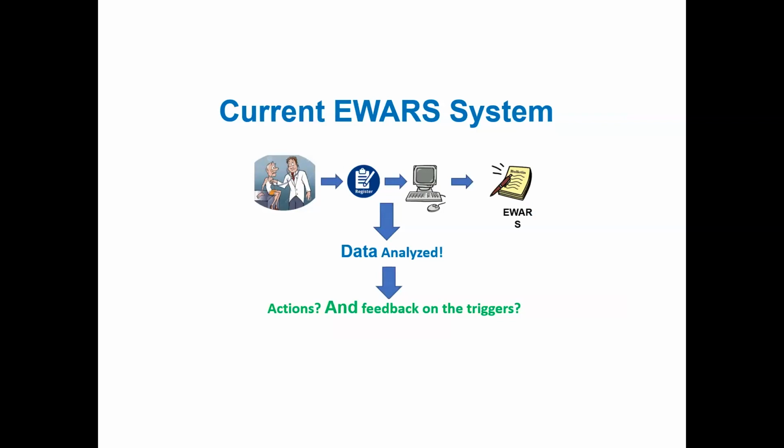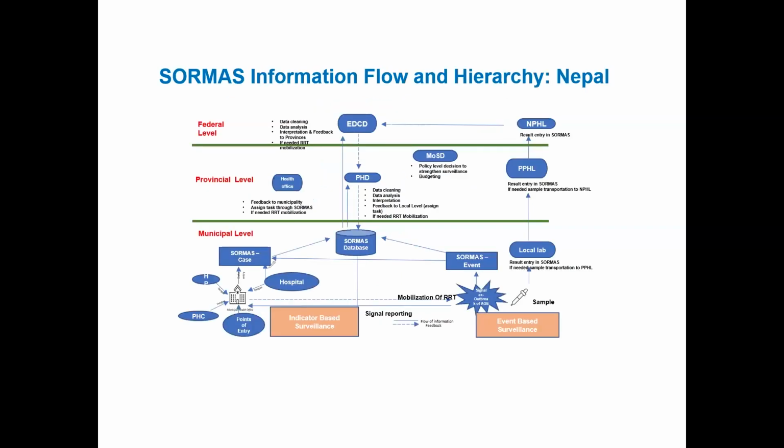The EWARS is a hospital-based sentinel site surveillance. We acquire the data from the hospitals, and then it goes to the EWARS system, and the data that we receive is already late; we analyze it after one week actually. So this has been the gap: analyzing data too slowly and not getting early alerts in the system. So the component for event-based surveillance is now practiced through the SORMAS.